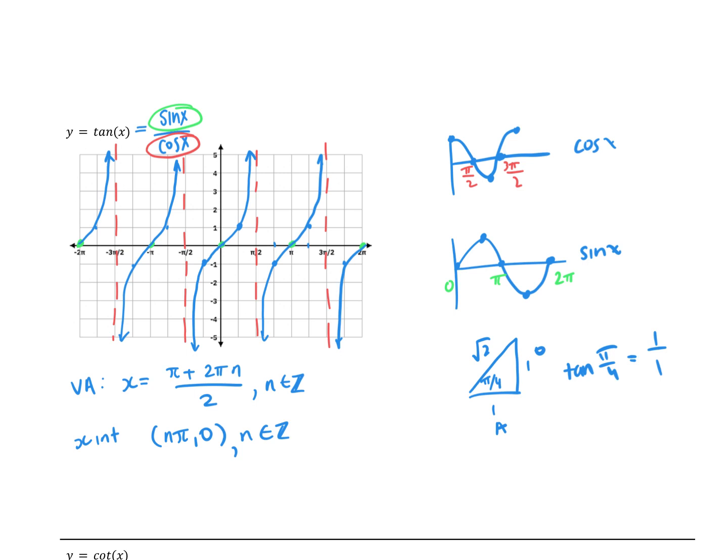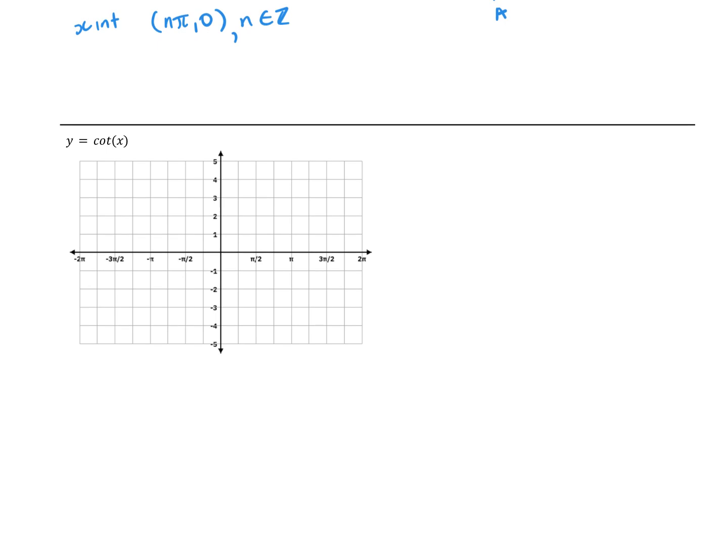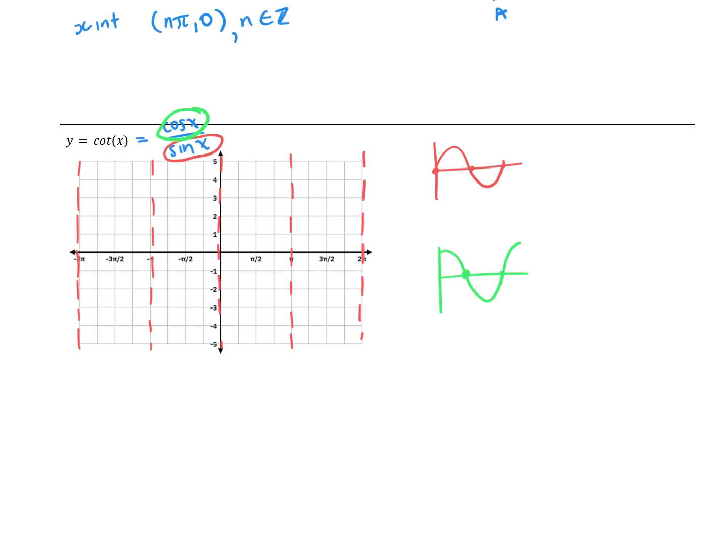And now we're going to do the reciprocal of tan, which is cotangent. So cotangent is equal to cos x over sine x, which means for our vertical asymptotes, we now rely on sine. When is sine equal to 0? At 0, pi, and 2 pi. So I'm going to put my vertical asymptotes there. The x-intercepts come from cos. Here's cos. Its zeros are at pi over 2 and at 3 pi over 2. So I'll put those down.